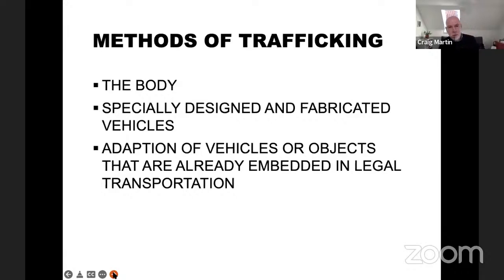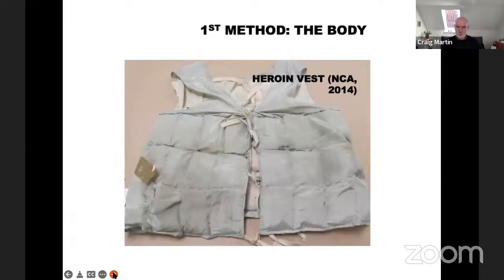So just briefly, in the chapter of the book, I talk about different methods of trafficking drugs. One of which is the body, one of which is specially designed, again, the word design here is very important, and fabricated vehicles, as well as the adaptation of vehicles or objects that are already part of legal transportation networks. So the first method is really to do with the use of the body.